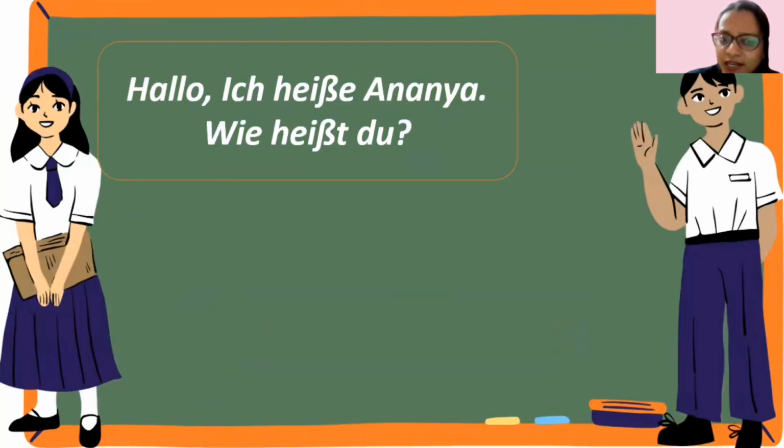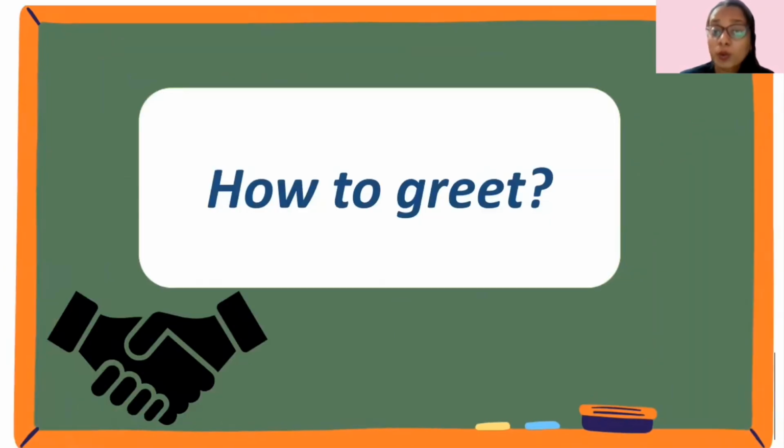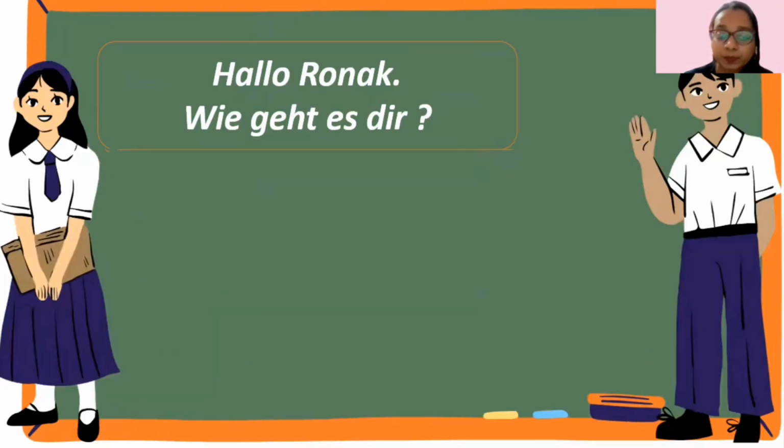Hallo, ich heiße Ananya. Wie heißt du? Hello, I am Ananya. And what is your name? What is your name? Wie heißt du? Hallo Ananya, ich heiße Ronak. Hello Ananya, I am Ronak. How will you greet someone? Hallo Ronak, wie geht es dir? Hello Ronak, how are you?